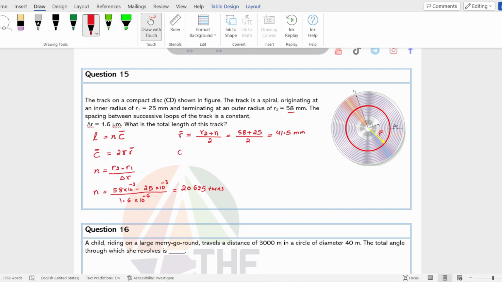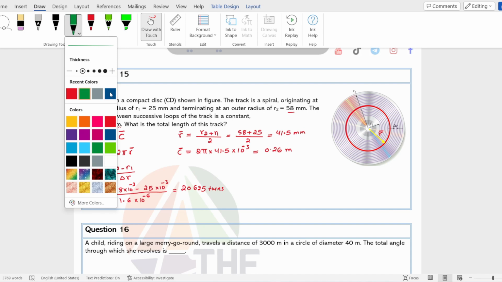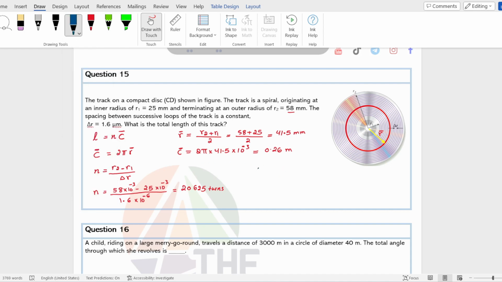Now to find C bar, it's equal to 2 pi times R bar, which is 41.5. Now we convert to meters. For sure we have to. 10 to the power negative 3. In this case بيعطينا طبعا 0.26. طيب. Then we have now what? We have C bar and we have N. So we can find L. In this case, let's use the blue color. In this case, we will say that L is equal to N times C bar.